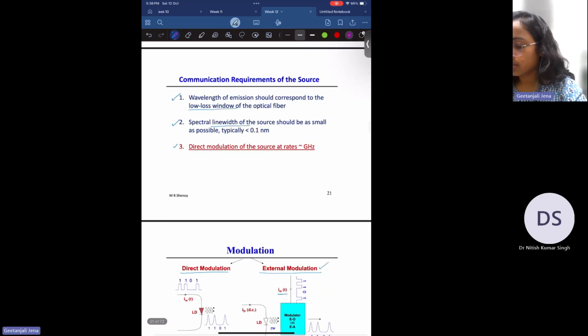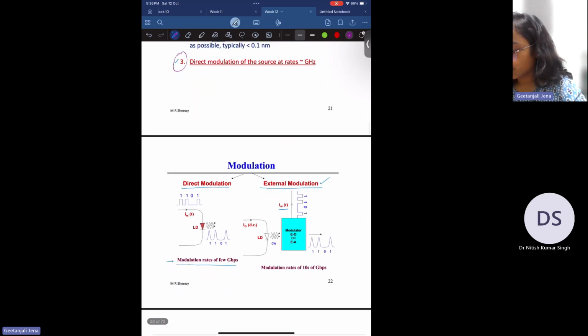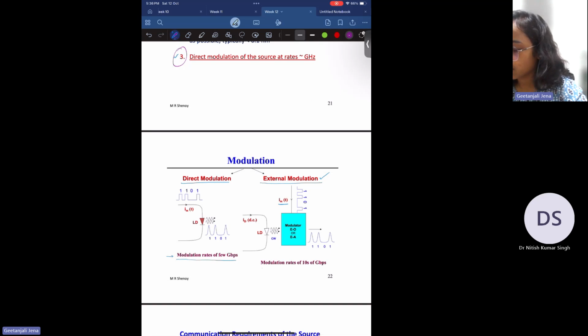So now let us see the third requirement, which is the direct modulation of the sources at rates of gigahertz. Direct modulation is possible by changing the injection current, IM. If you change the injection current, a modulation rate of a few gigabits per second can be achieved. And for external modulation, what do we need? We need a modulator, either electro-optic or electro-absorption, so that we can get a modulation rate of tens of gigabits per second.